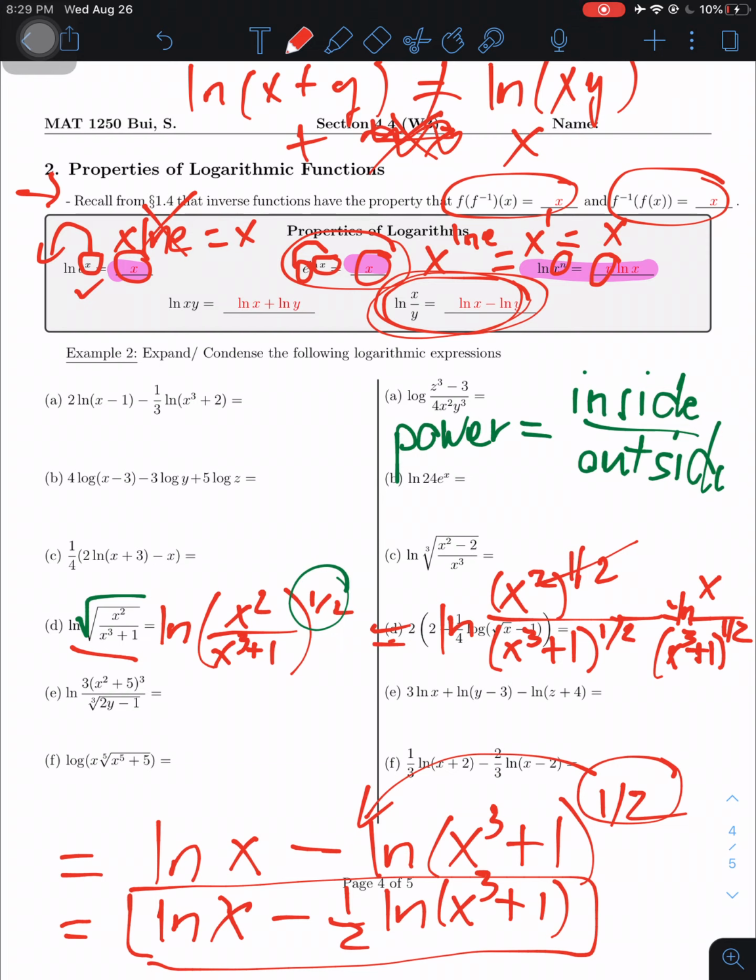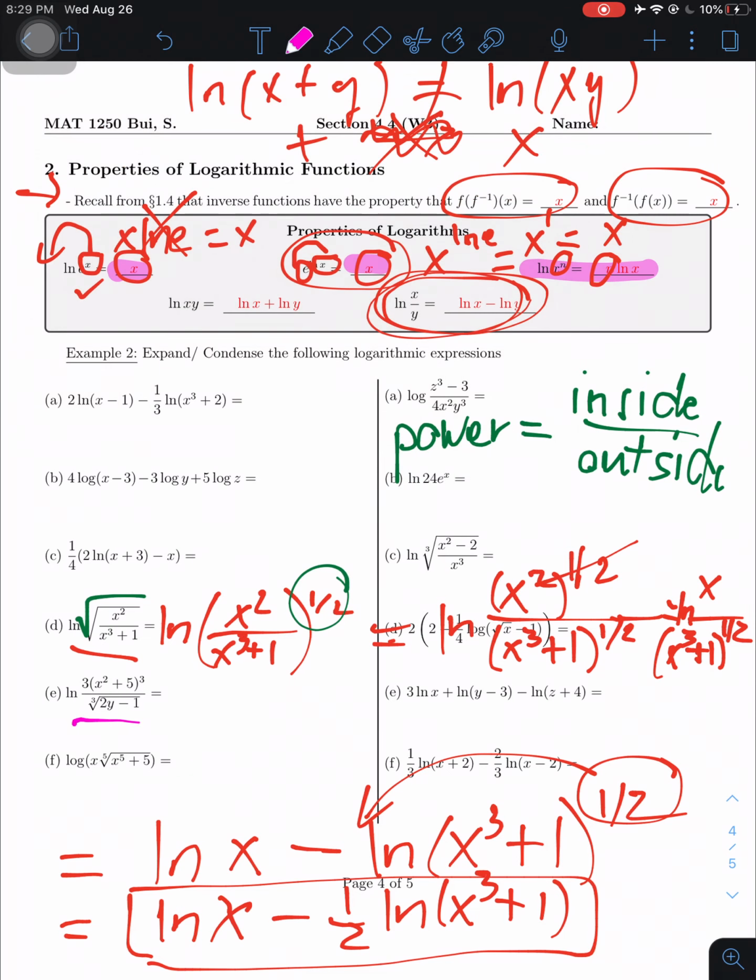Okay, and then for part E, similarly, we're going to do the same thing. Let's see, what do we have in here? First of all, we can split them out because we have no shared power among them. So we're going to have ln, let me put it in pink.